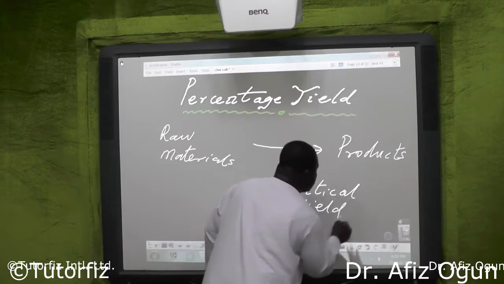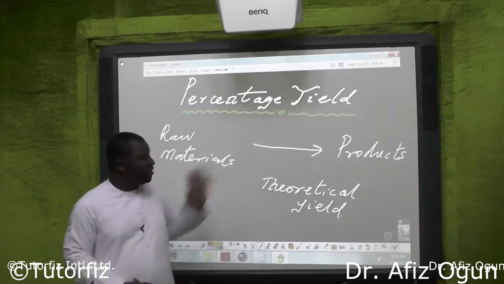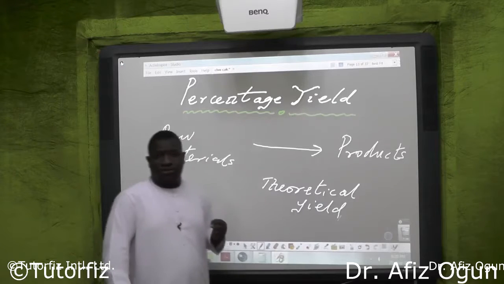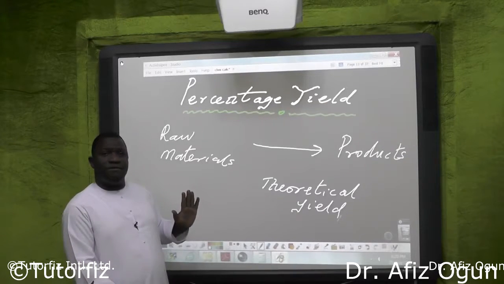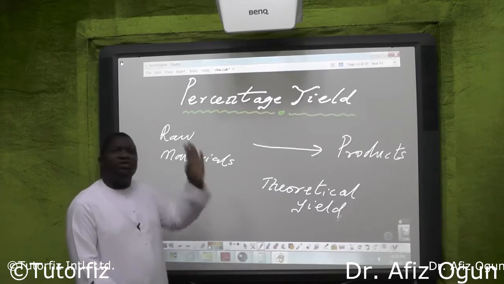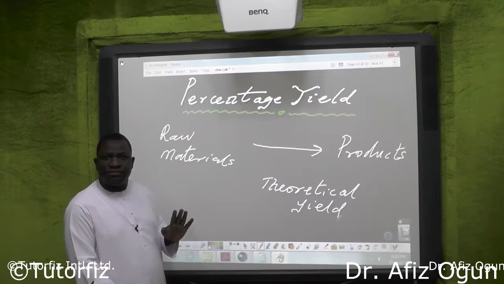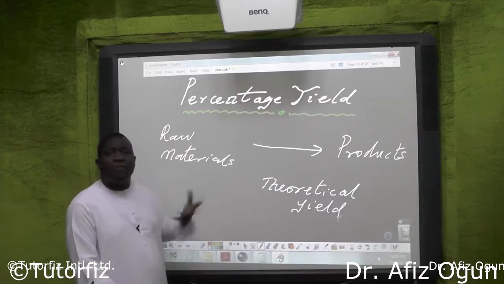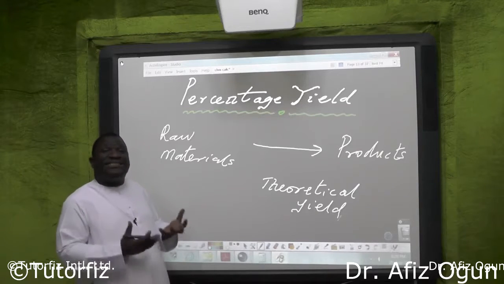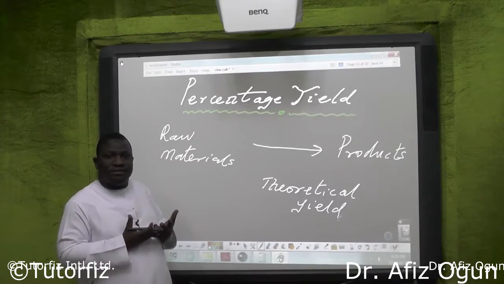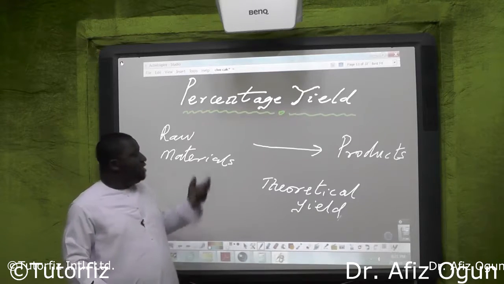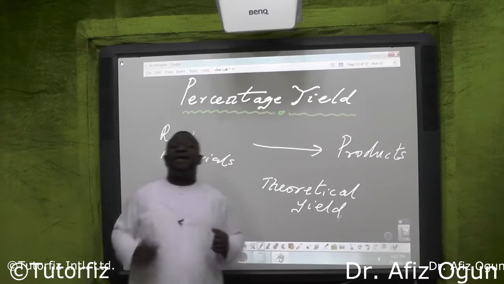Yield means product. What comes out, your desired product, is the yield. Yield is the desired product from a chemical reaction or from an industrial production. The product you aim at getting is your yield, not the waste. So the theoretical yield is what that man has calculated.